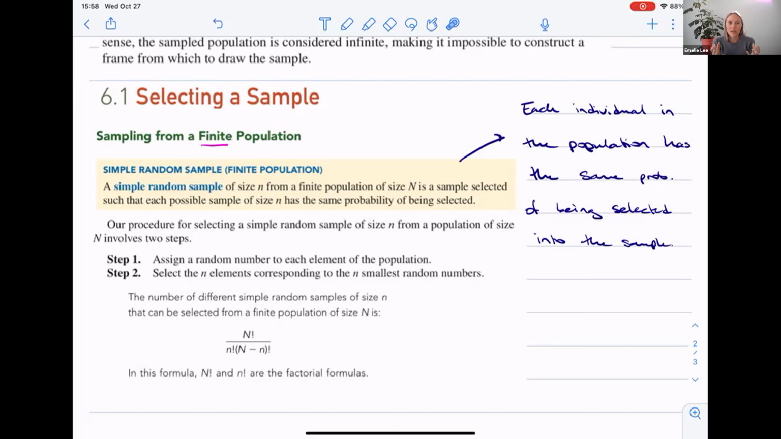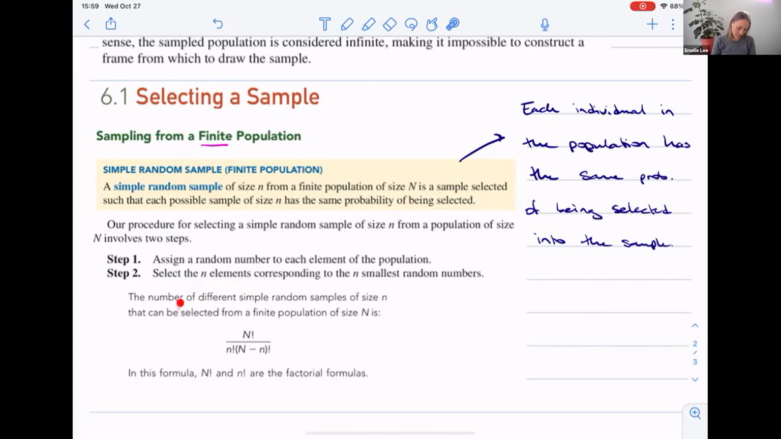So once you've assigned a random number, then you can sort them and then you can pick whichever ones you want. So here they're saying select the n elements corresponding to the n smallest random numbers, or you could pick out every 10th one. There are lots of ways you could do it.